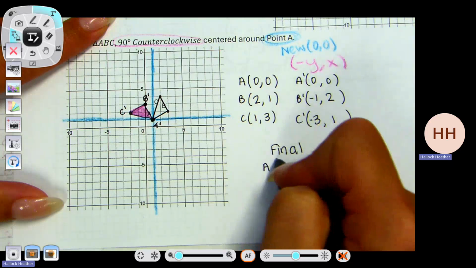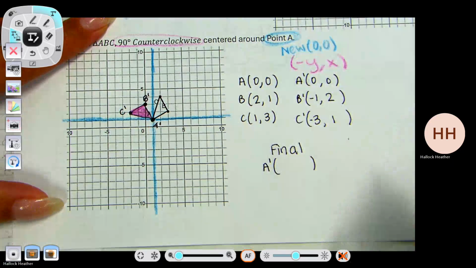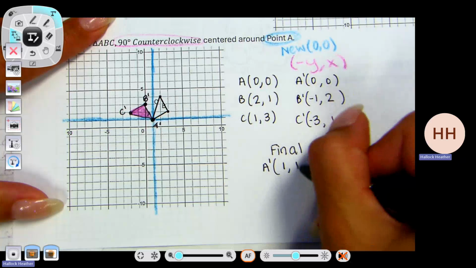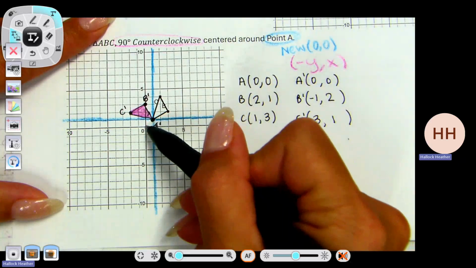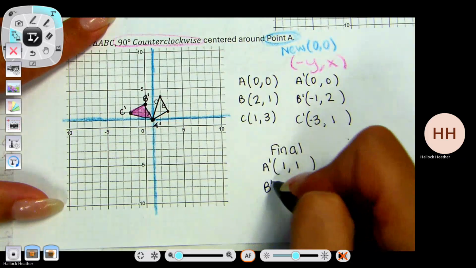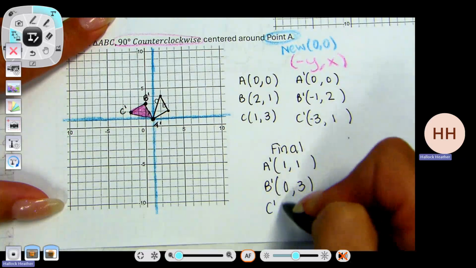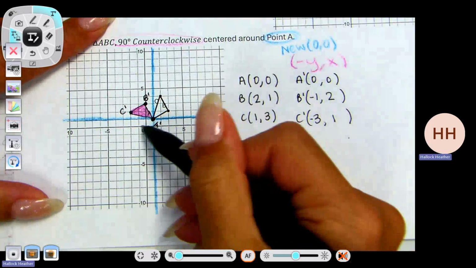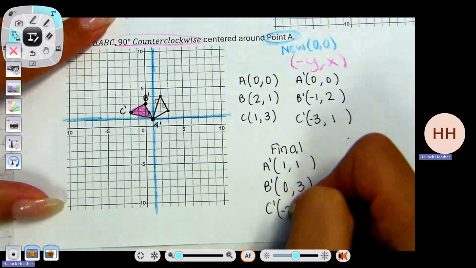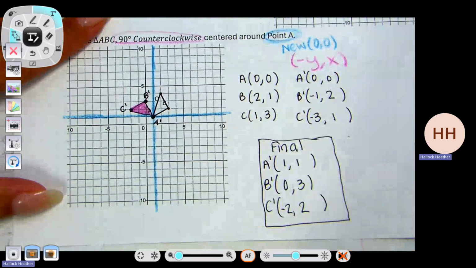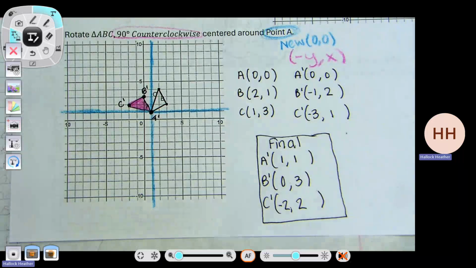Where is A actually at on the graph? Positive 1, positive 1. And then B prime? 0, 3. And then C prime? Negative 2, positive 2. So is it weird? Yes. Is it hard? No.